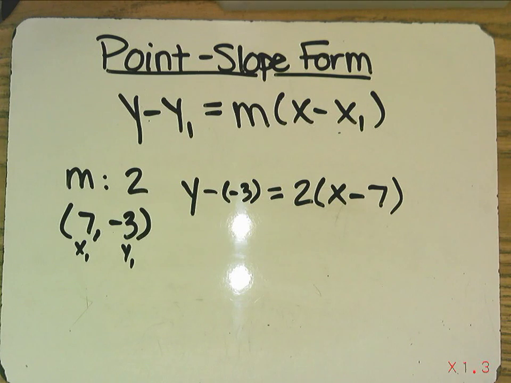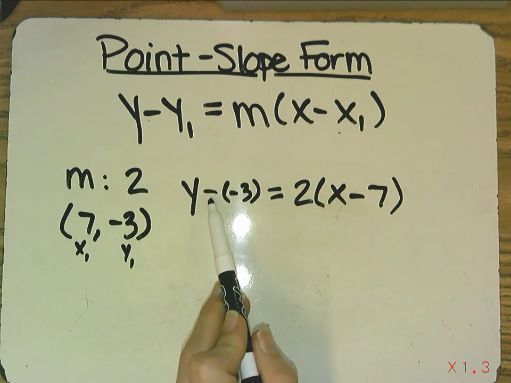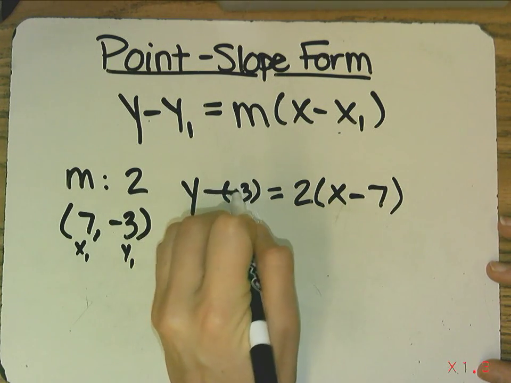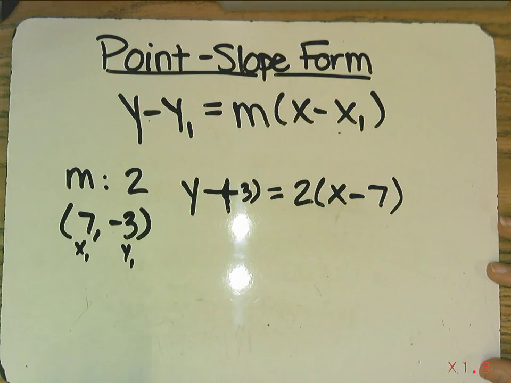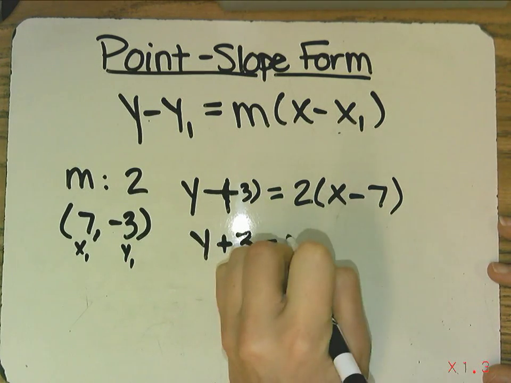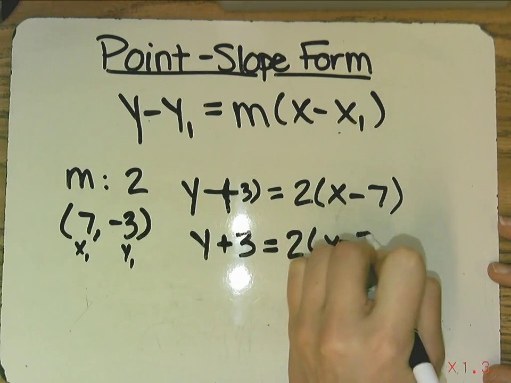So now I'm going to take a look at the equation that I've written. We don't ever want to write anything as minus a negative. Instead of minus a negative, I could write a plus sign. So I'm going to rewrite this as y plus 3 equals 2 times x minus 7.